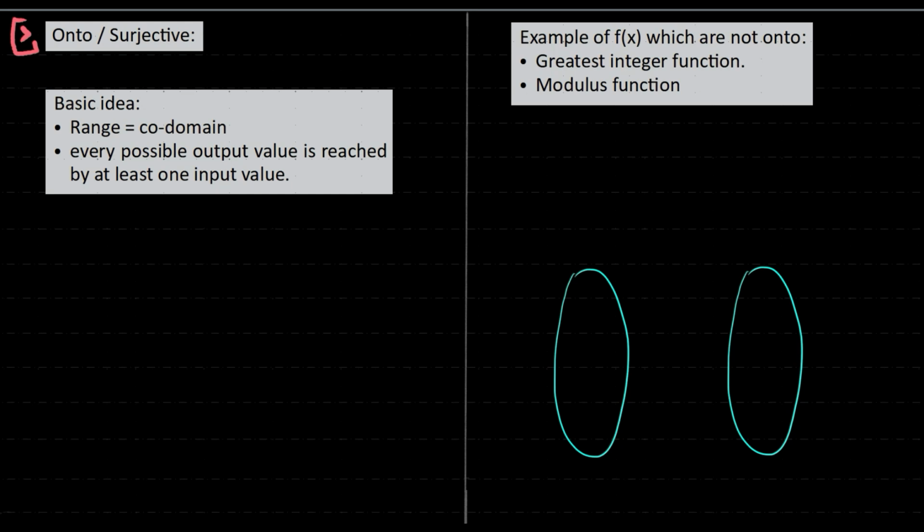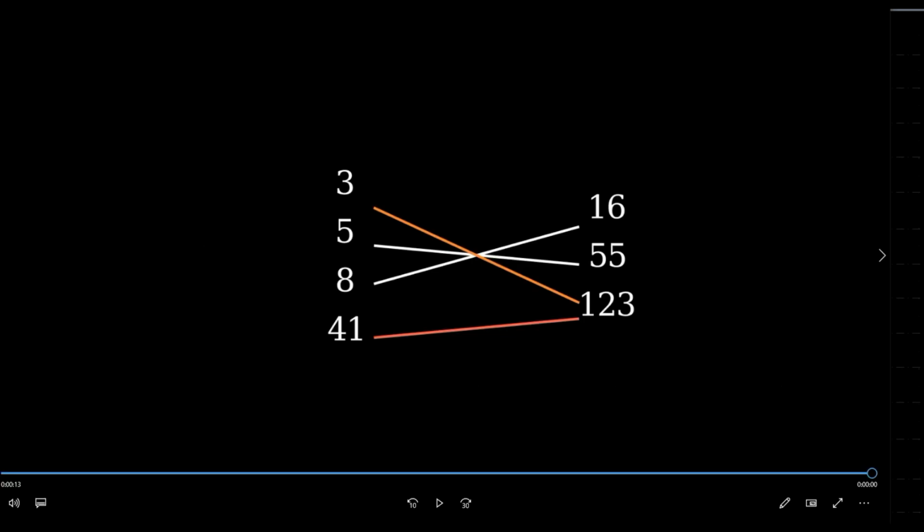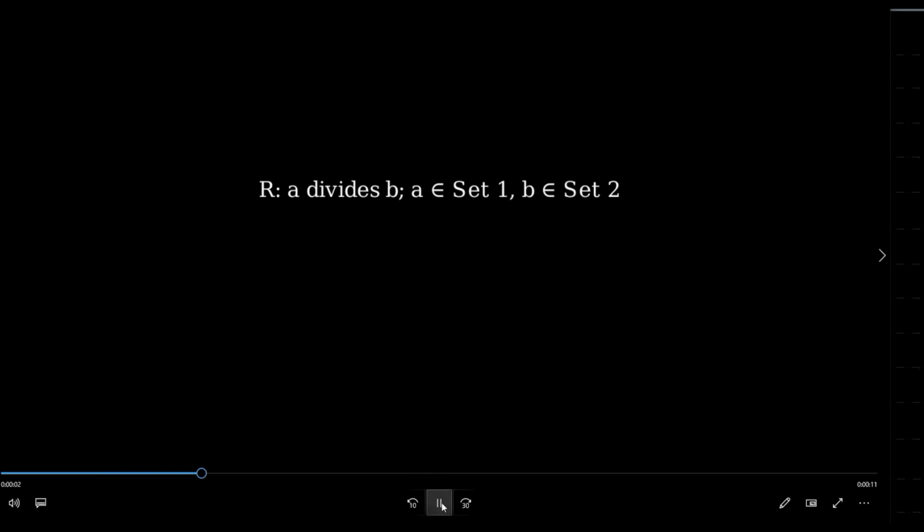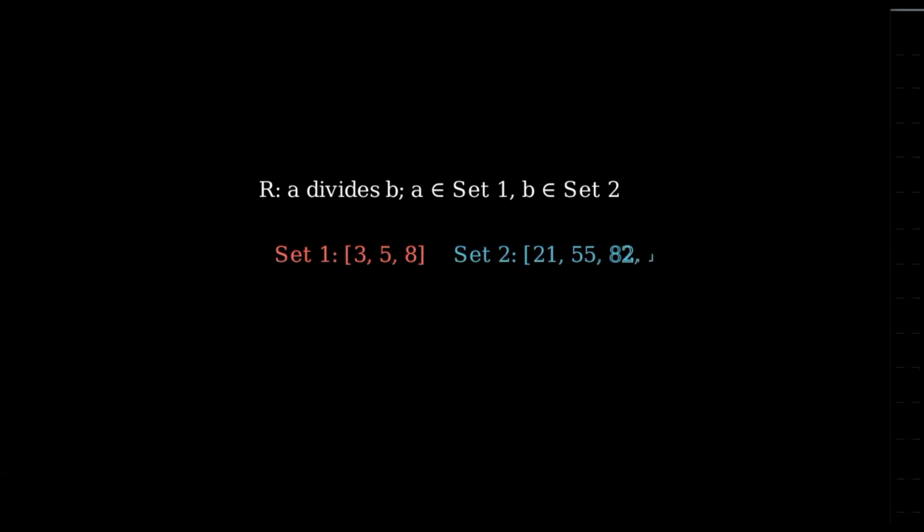So let's look at when we call a function to be onto or surjective. What does it mean? I'll give you two examples. This is an example of onto, while this is not onto. So we are looking at a scenario wherein things are not onto. The relation, in this case it turns out to be a function, is going to relate A and B, wherein A can divide B. So set 1 and set 2 look like this.